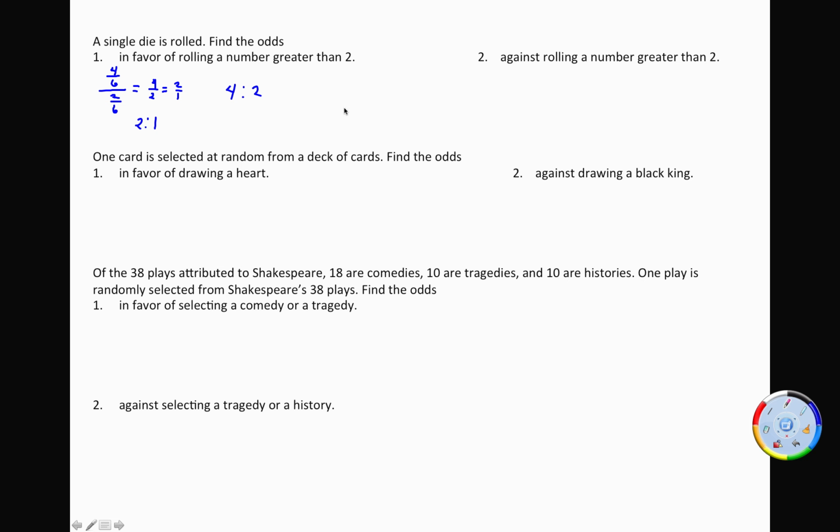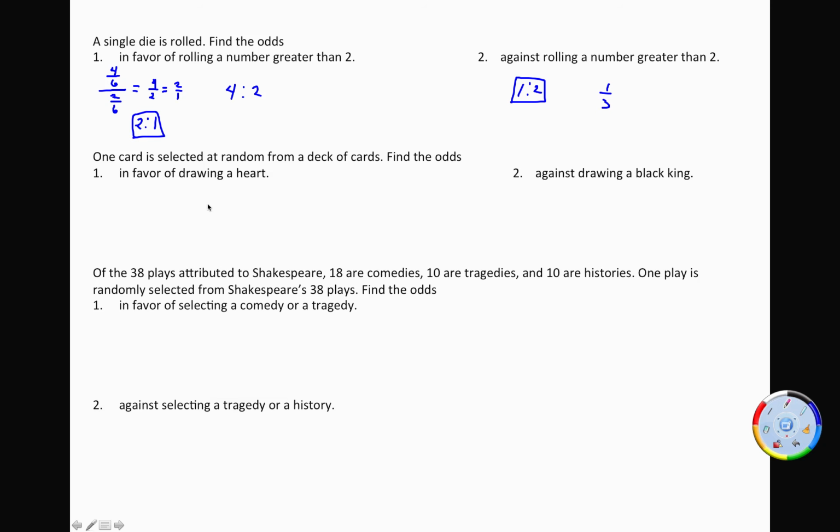So let's talk about that over here. Find the odds against rolling a number greater than 2. Well, if I've got the odds for rolling a number greater than 2, I don't have to recalculate anything. I've got the odds against, 1 to 2, which means I have the probability you're not going to roll a number greater than 2. It's 1 out of 3 if it asks me that, right? 1 out of, add them together, 3.